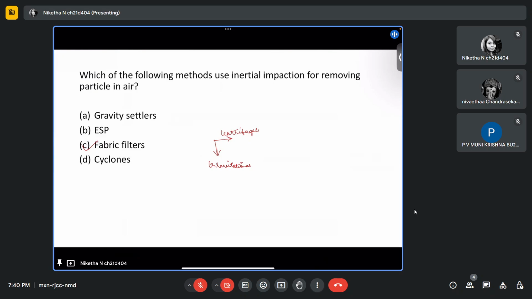But when it comes to fabric filters, the particles will come from inside and they'll just get impacted because of inertia. Heavy particles cannot flow to the top and move out because their inertia will be there, and the heavier the particle, the more will be the inertial force. So that is why it will get trapped inside. So inertial impaction will be acting here.